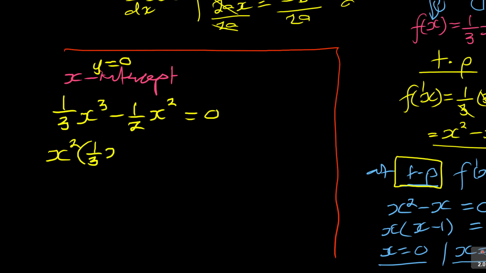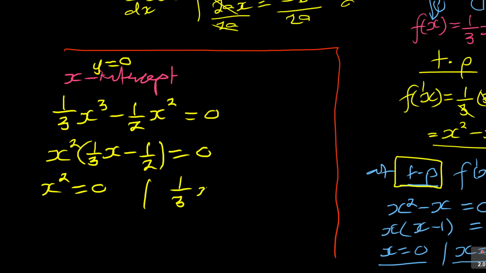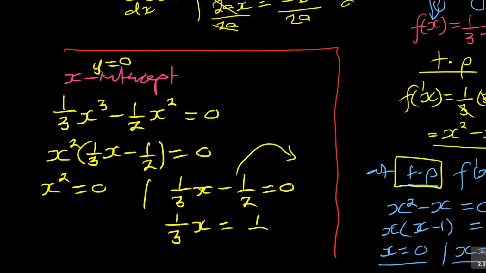When you pull out x squared, it's x minus 1 over 2, and this is equal to 0. So either x squared is equal to 0 or 1 over 3x minus a half is equal to 0. Then you take this to the other side. You have 1 over 3x is equal to 1 over 2. Then you multiply by 3, multiply by 3, so that you can have your x now. What is your x? x is equal to 3 over 2.